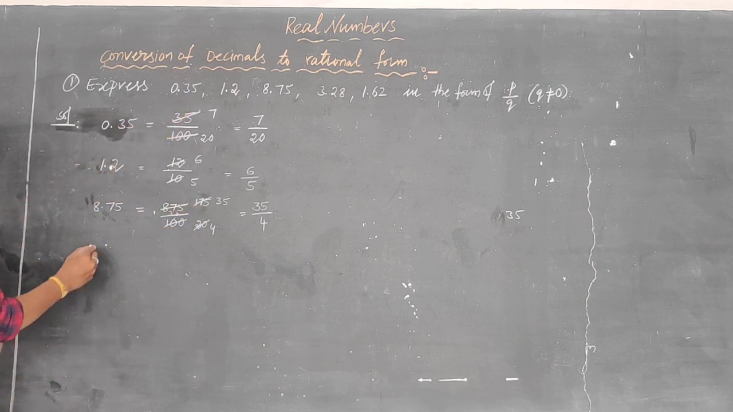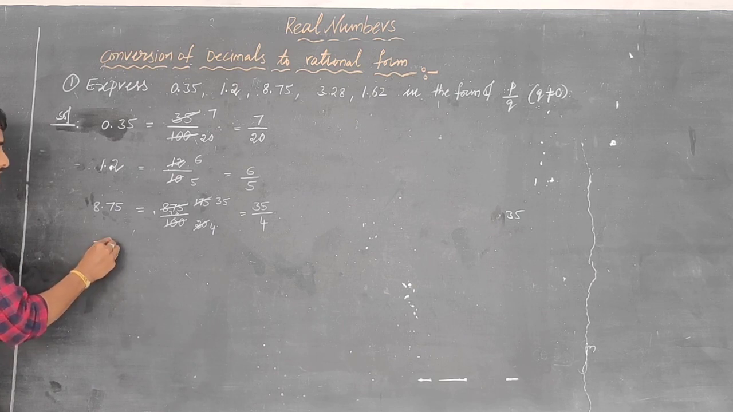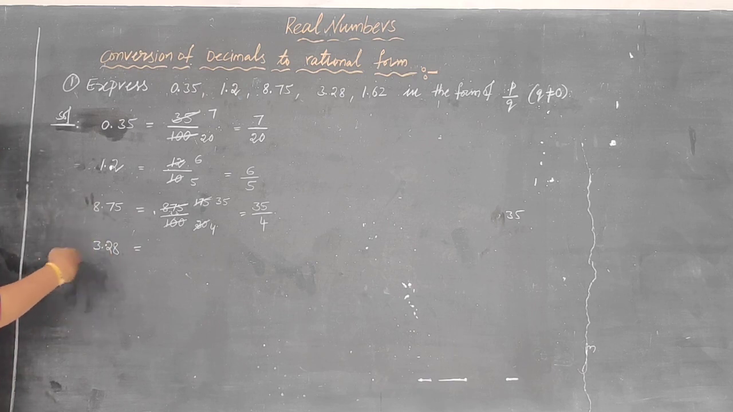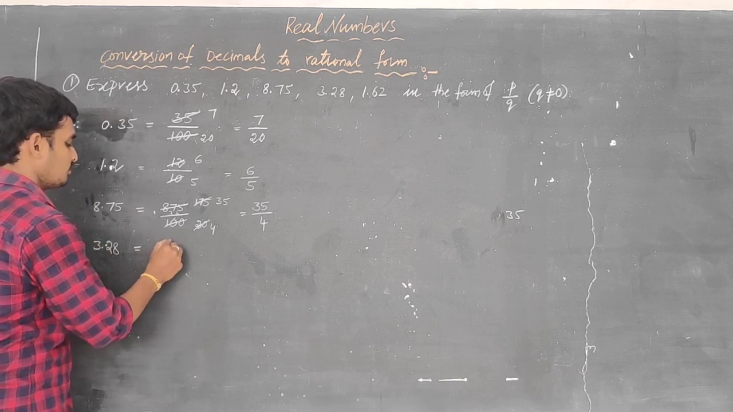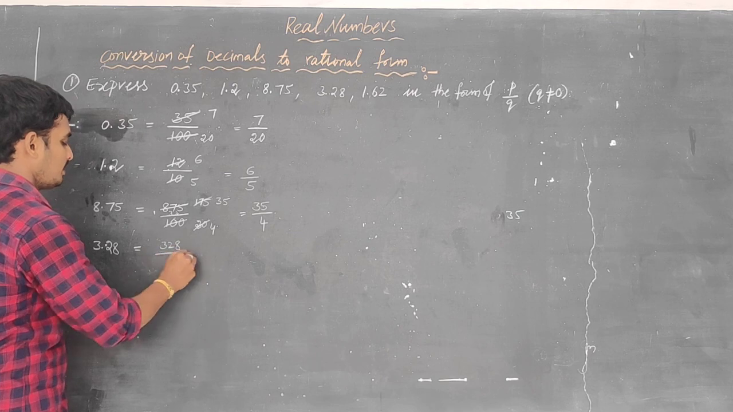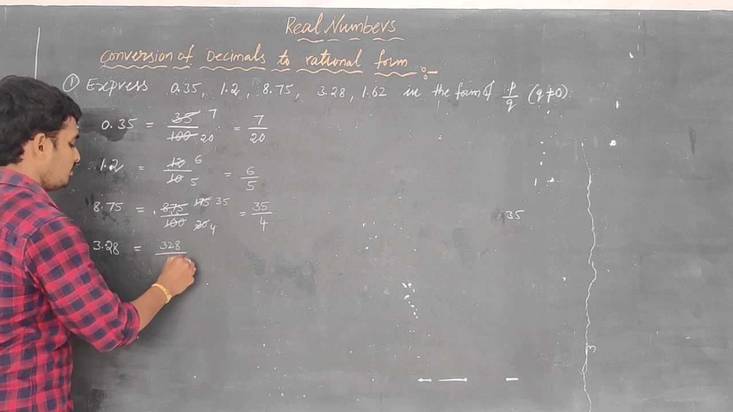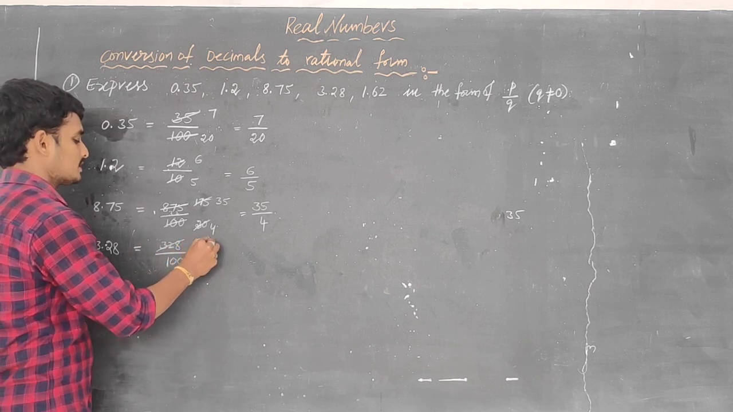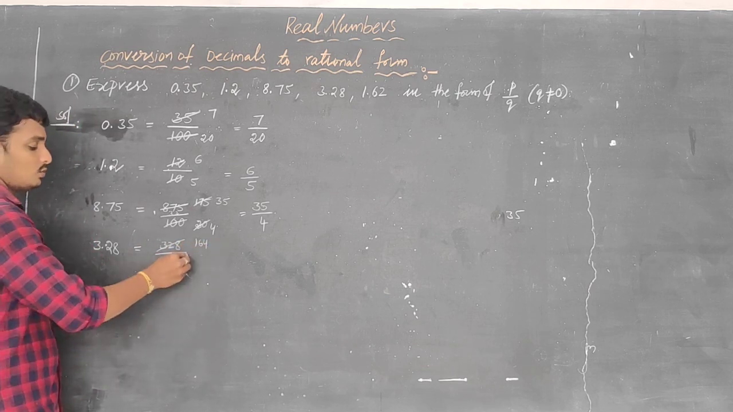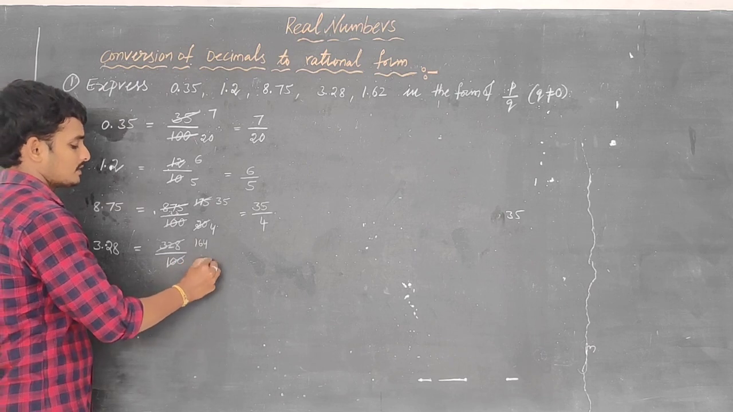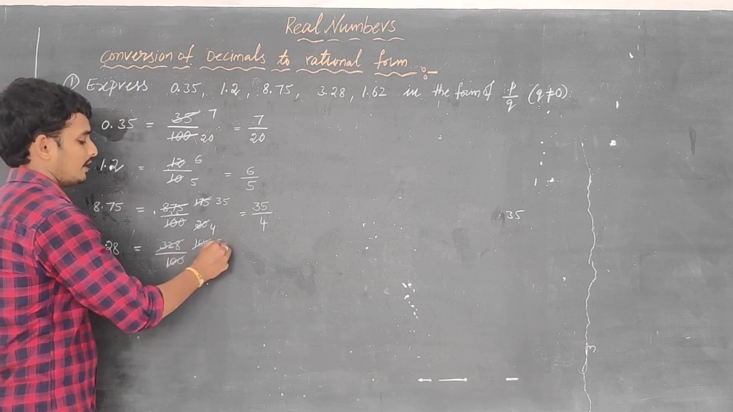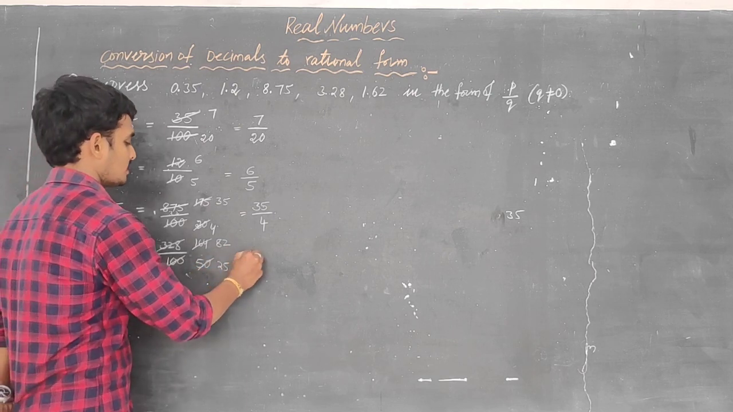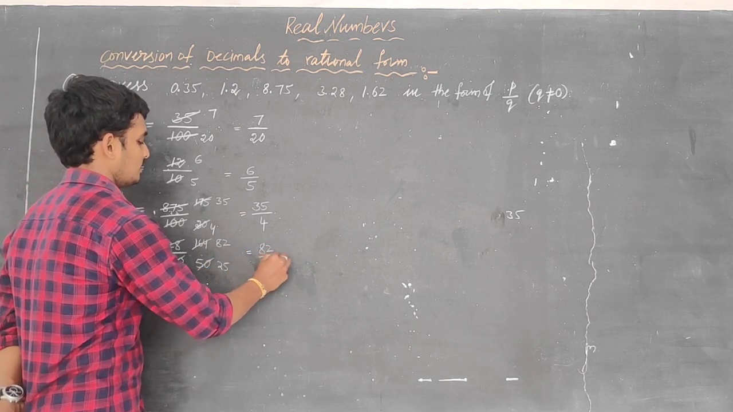Now we have 3.28. Next number, 3.28. So remove the decimal point and write the number. What is the number we have? 328, and the denominator is 100. Now we can cancel the 2 table. 2 table cancels here 164. Am I right? And here 50. Again the 2 table cancels here 82, and here 25. So the answer is 82 by 25.